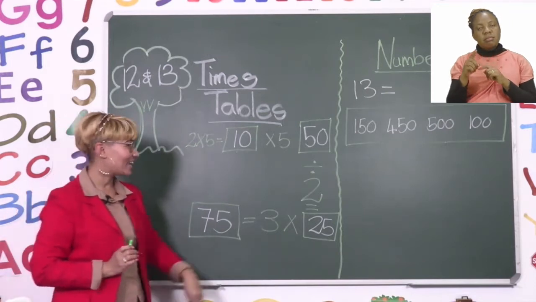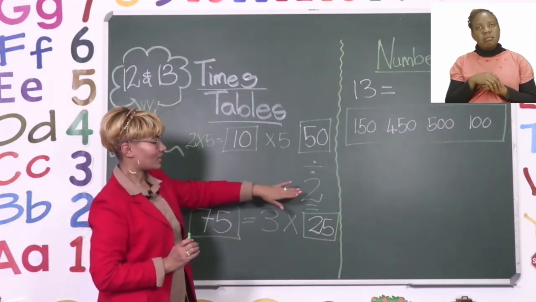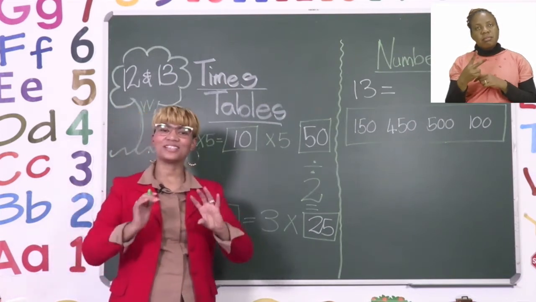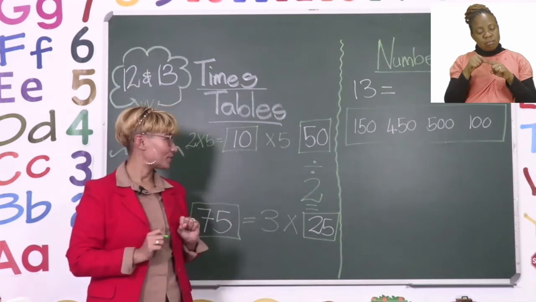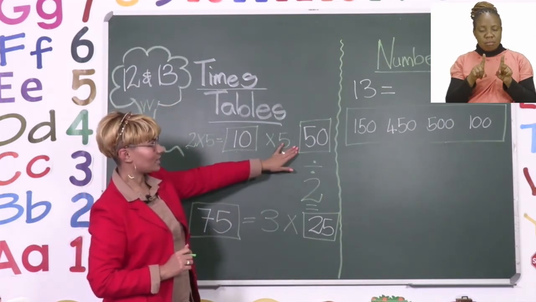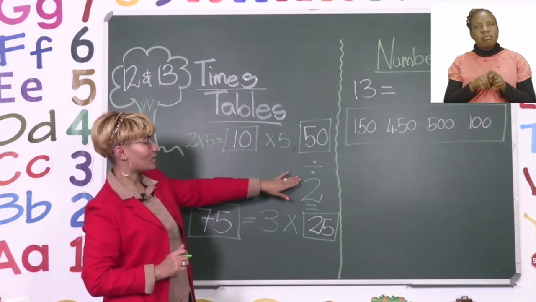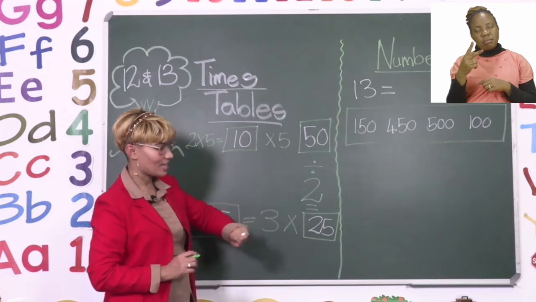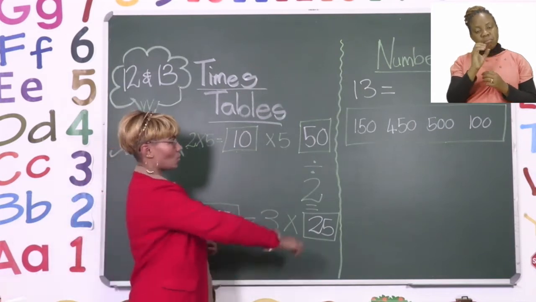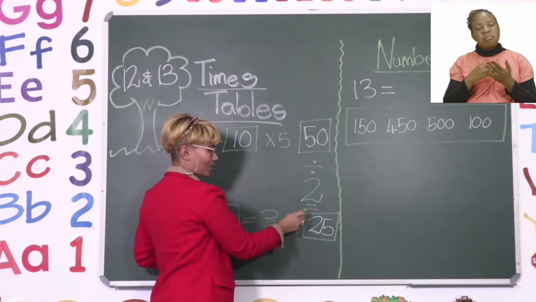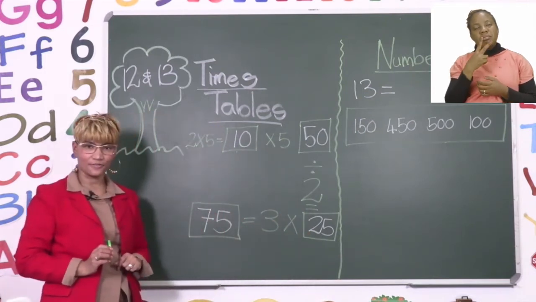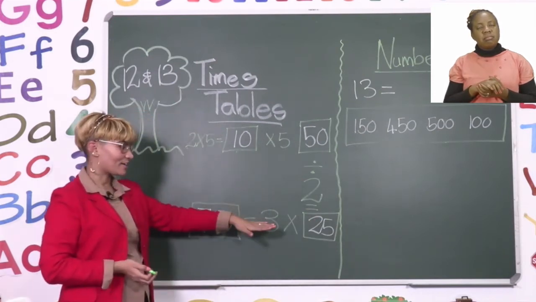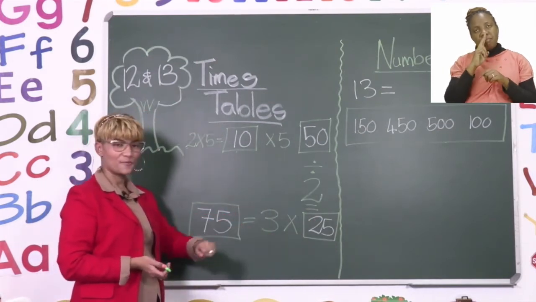Now we have to go ahead and take 50 and divide it by 2. So, when we divide, it means we have to share. So, if we take 50 and we divide it in 2 parts, then we get the answer 25. So, we say 50 divided by 2 equals 25.